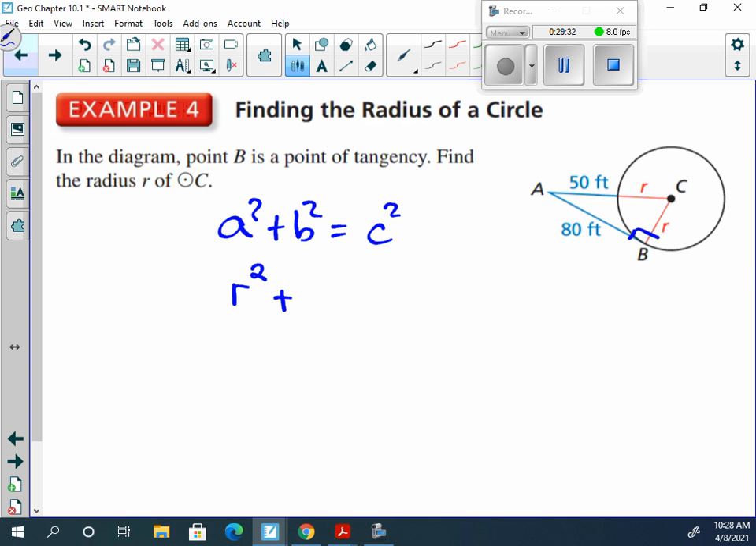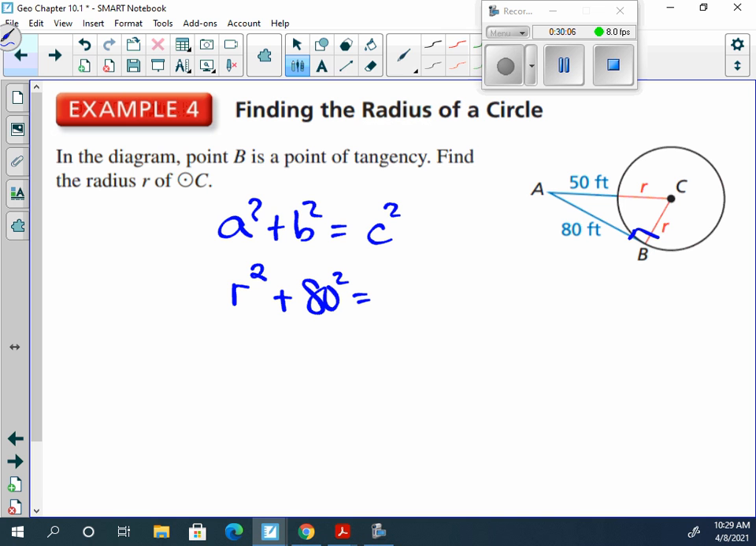R squared and not 50. Because the two sides, A and B, are always the ones that make the right angle. Because R and 80 would be our A and B, so we'd have R squared plus 80 squared. The hypotenuse C is always opposite the right angle. R is not going to be our hypotenuse, and 50 is not the hypotenuse. But what is?